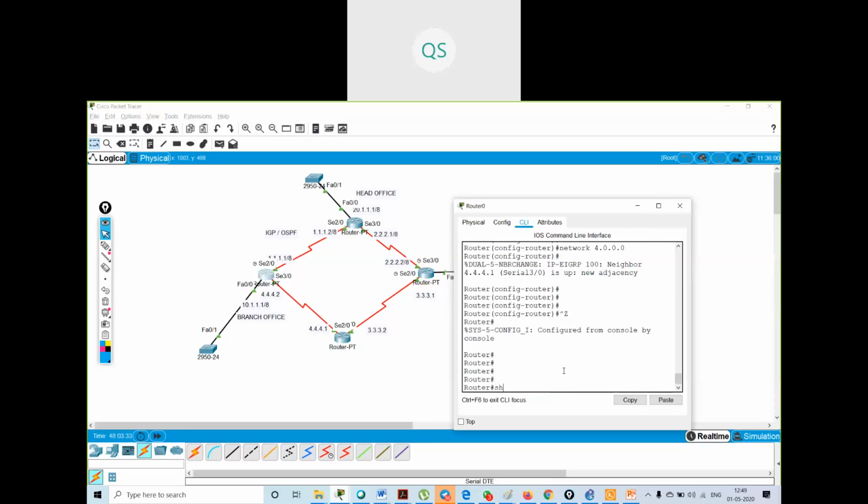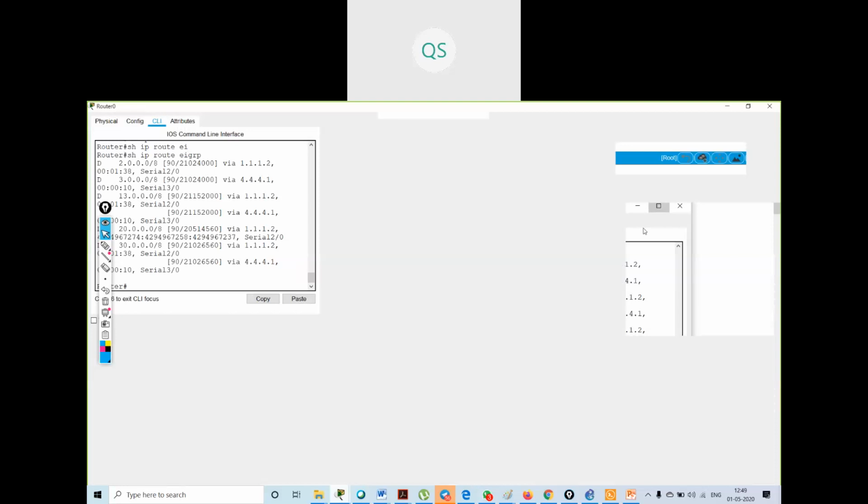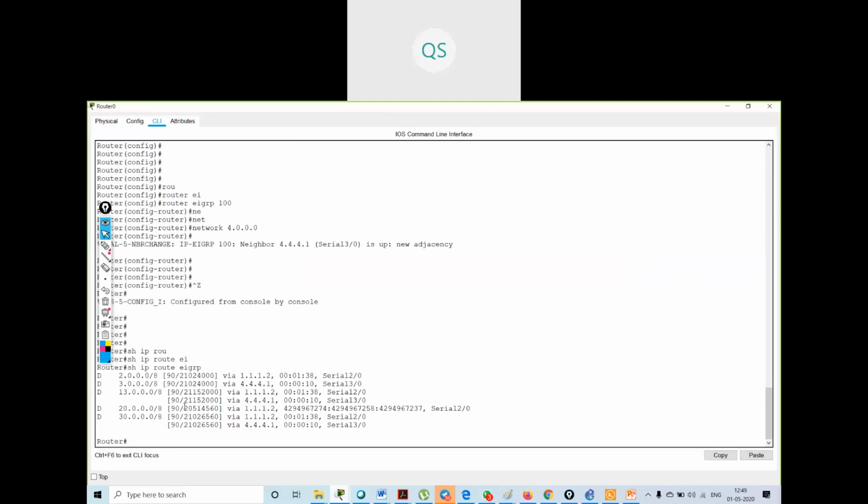So if I give show ip route eigrp on this, I will get all the routes. To reach the 13.0.0.0 network and the 30.0.0.0 network, I have two possible routes, and both the routes have equal cost. See, the cost is the same. The AD value is 90 and this is the cost.